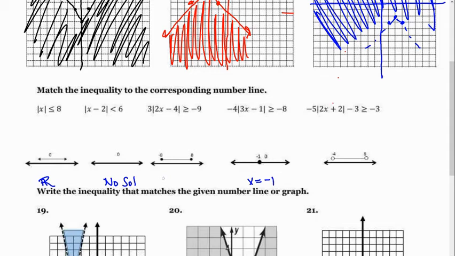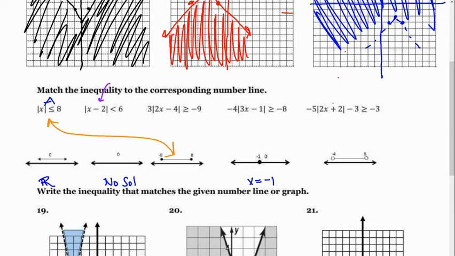I'm looking at these and thinking, which one can I eliminate right away? Is there one that I can eliminate? This one, to me, looks like it's not going to be so bad because I just go x less than or equal to 8 or x greater than or equal to -8. And this is an "and" problem. So this one matches right here. I'm between 8 and -8.